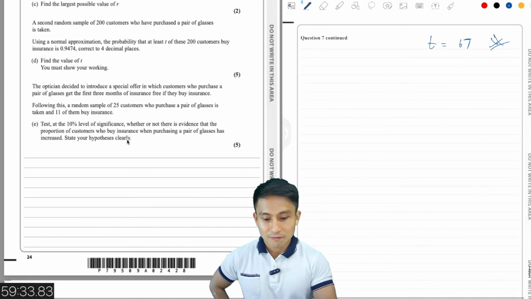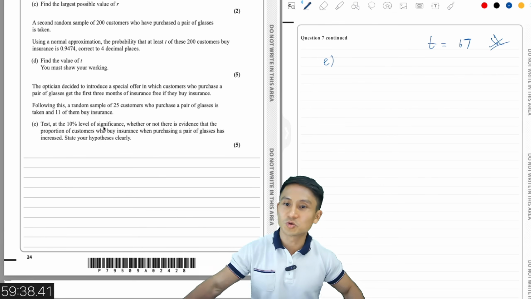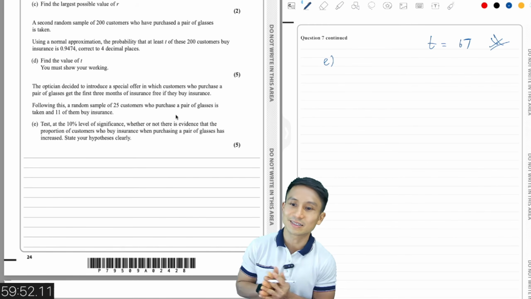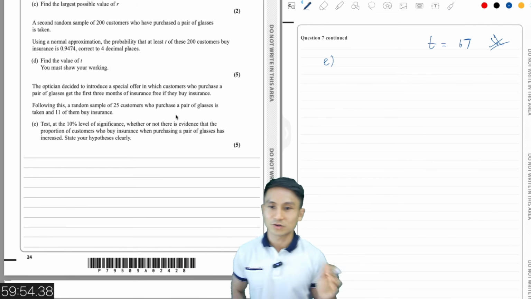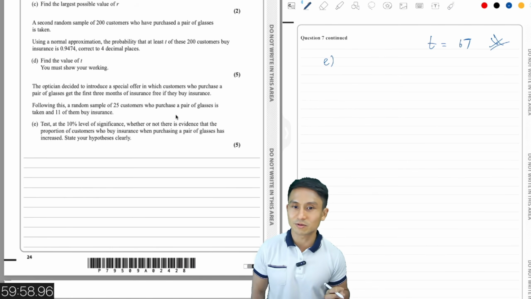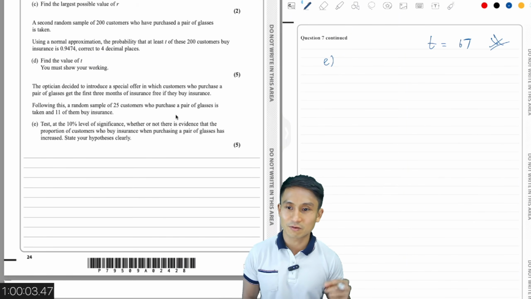And then we have part E, which is the last part in the last question. The optician decided to introduce a special offer in which customers who purchase a pair of glasses get the first 3 months of insurance free if they buy insurance. Following this, a random sample of 25 customers who purchase a pair of glasses is taken and 11 of them buy insurance. Test at 10% level of significance whether or not there is evidence that the proportion of customers who buy insurance when purchasing a pair of glasses has increased.